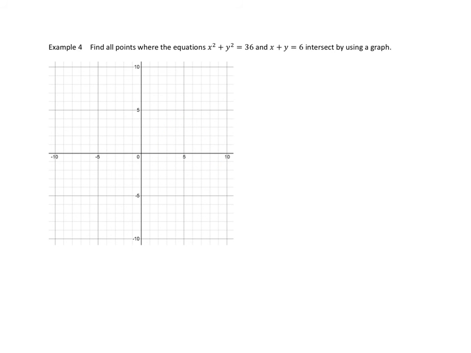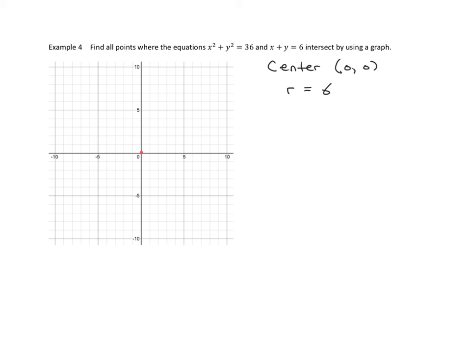In example 4, we want to find all of the points where the equations x² + y² = 36 and x + y = 6 intersect. So the approach is to figure this out by using a graph. To start with, I'm going to graph x² + y² = 36. Now for that circle, it has a center of (0, 0) and a radius of 6. 0 and 0 make both of those terms equal 0, and the square root of 36 is 6. So that means the center of the circle is right here.